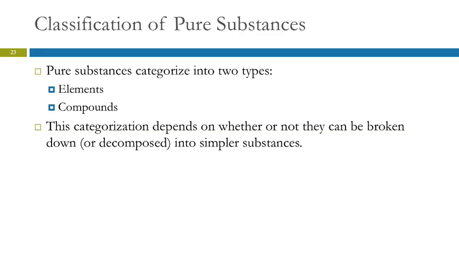Those pure substances we categorize into two types, elements and compounds. And this has to do with whether you can break them down, separate them, decompose them into simpler substances. So if we look at water, we use water as an example a lot.